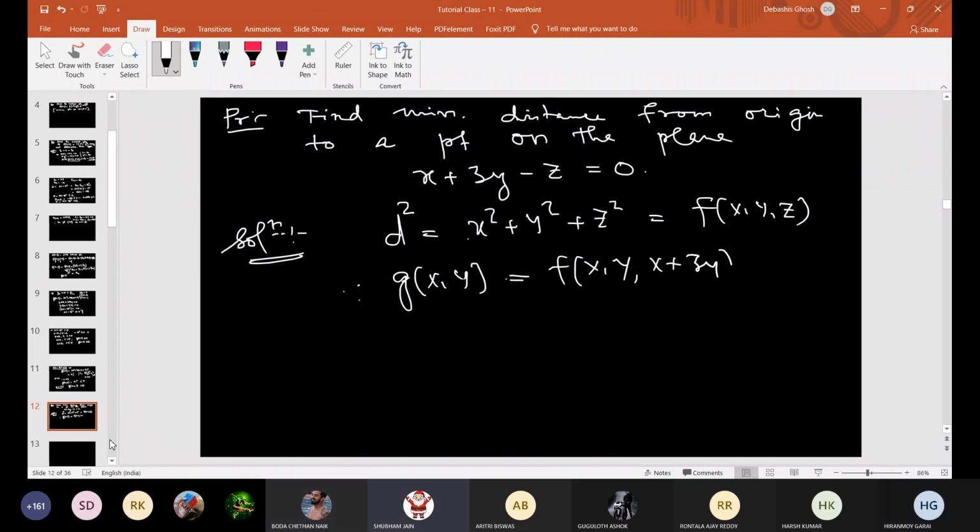The origin satisfies the equation of the plane, so the distance will be 0. The origin satisfies it, and the distance must be 0. So the minimum distance from the origin to a point on the plane is 0.